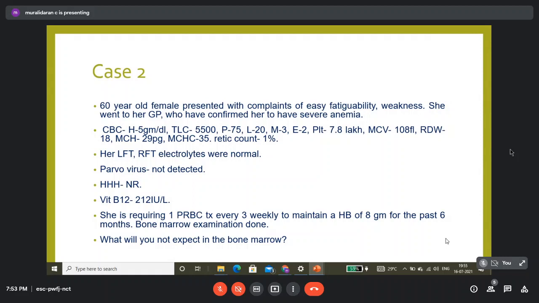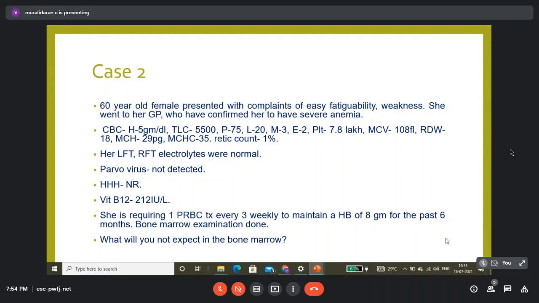Her LFT, RFT and other electrolytes were normal. Considering her severe anemia in an elderly patient, parvovirus and vitamin B12 levels were done, and HIV, HBsAg and HCV were tested. Those were all non-reactive, and vitamin B12 and parvovirus were also in normal ranges. For this anemia, she received 1 unit of PRBC, requiring it every 3 weeks to maintain Hb of 8 grams for the past 6 months. So a bone marrow was done.